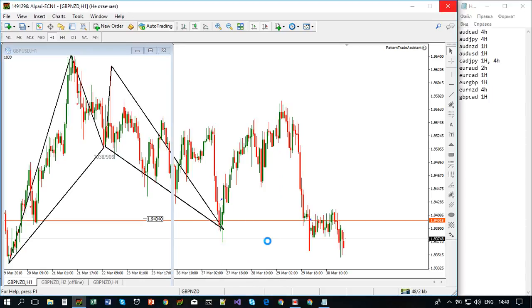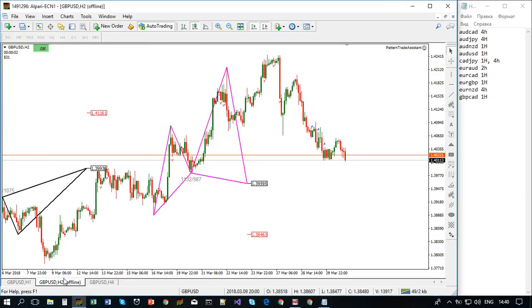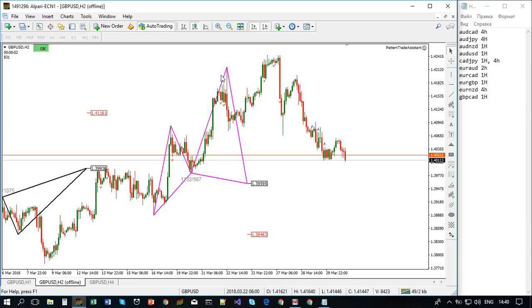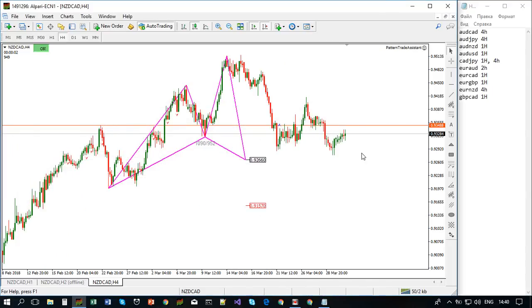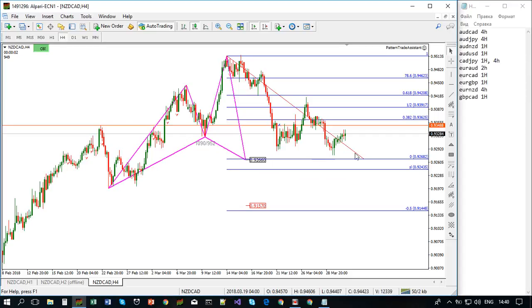GBP USD, no, not valid. It was a cipher here that is setting up, but you see this price invalidated the C point. That's why it's not a valid cipher anymore. New Zealand Canadian NZD CAD, and this one is the trade that I'm looking at. This one is pretty good. Here it is. So if price bounces lower, I will look at some reversal formations.